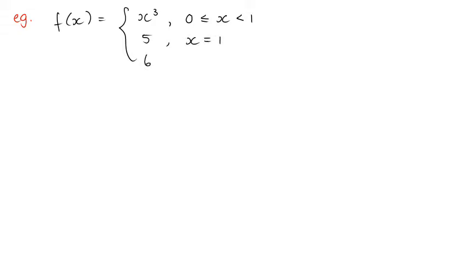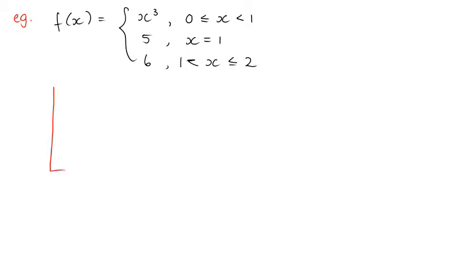So as we just saw, we can only use the limit as x approaches a if it doesn't matter what side you're approaching from, you get the same limit. But if you get different limits, depending on if you approach from the left or approach from the right, you have to split it into plus and minus. So for this function, x cubed for when x is between 0 and 1, 5 for when x equals 1, and 6 for when x is between 1 and 2.